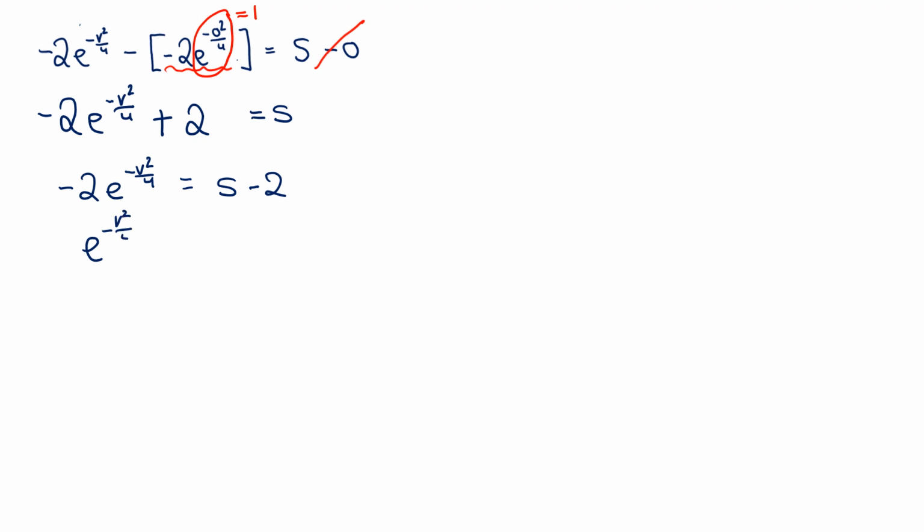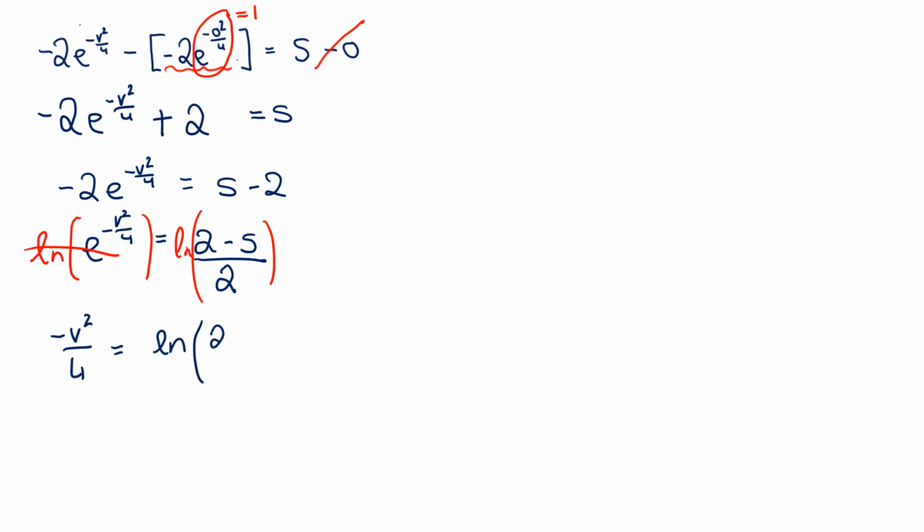I don't particularly like having a negative on the bottom, so I'm going to flip this to be 2 minus s all over 2. So you can think of this whatever way you want. If you divide by that negative first, that flips the signs on the right hand side before you divide by 2. Whatever works for you. So then we take the natural log of both sides to get rid of that e. So we're left with minus v squared over 4 is equal to the natural log of 2 minus s over 2. Bring that 4 over.